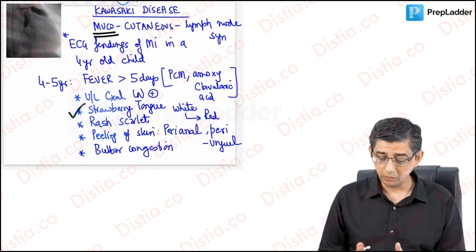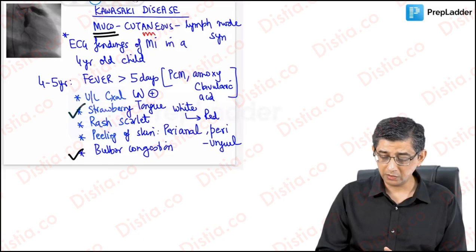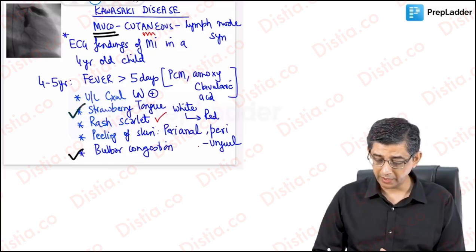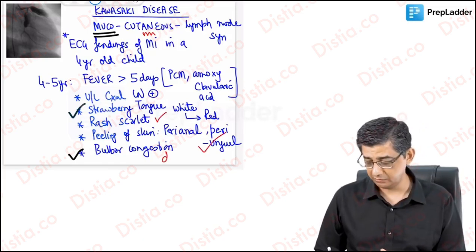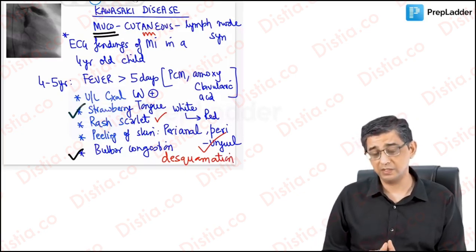Muco would mean that this child could be having manifestations like strawberry tongue, or there could be a bulbar congestion. Then I'll focus on the word cutaneous. Cutaneous manifestation would be like a rash or a desquamation that I was highlighting. In fact, I would like to highlight this word desquamation that would be written in a lot of questions at the specific sites that I mentioned.